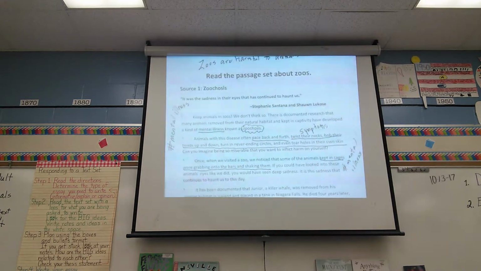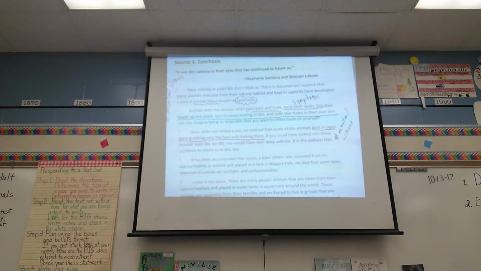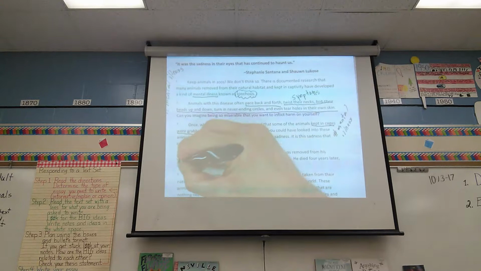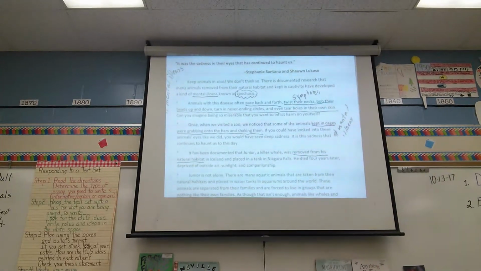Okay, let's continue. It has been documented that Junior, a killer whale, was removed from his natural habitat in Iceland and placed in a tank in Niagara Falls. He died 4 years later, deprived of outside sunlight and companionship. Sophia, what do you notice? That he got taken out of his natural habitat, so he wasn't happy there. Okay, so I heard you say taken out of his natural habitat. So he's removed from his habitat. Okay, what happened to Junior? Terry, what happened to Junior? He died. Why did he die? Because he had no companionship, and that he was in a habitat that didn't give enough space.